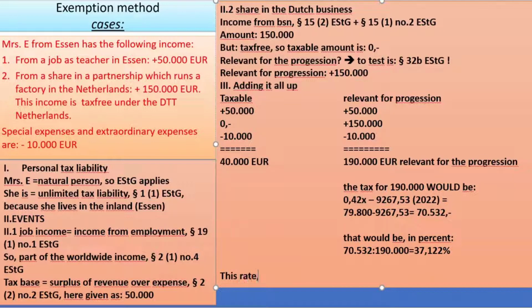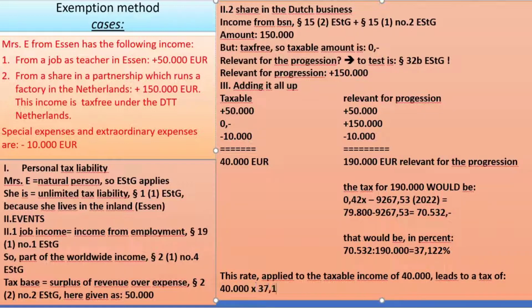No? This rate applied to the taxable income of 40,000 leads to a tax of 40,000 times 37.122%. That is 14,448.94. Probably we round that down, but that is not a big affair. And so again, we have solved our case, should be happy, and could go on to the next case soon.